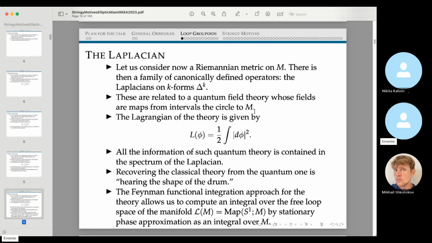Again, if the manifold is one-dimensional, this can be made rigorous. Of course, one-dimensional manifolds are unusually simple. But if the manifold is one-dimensional, this is the Feynman-Kac approach, and this can be done rigorously.